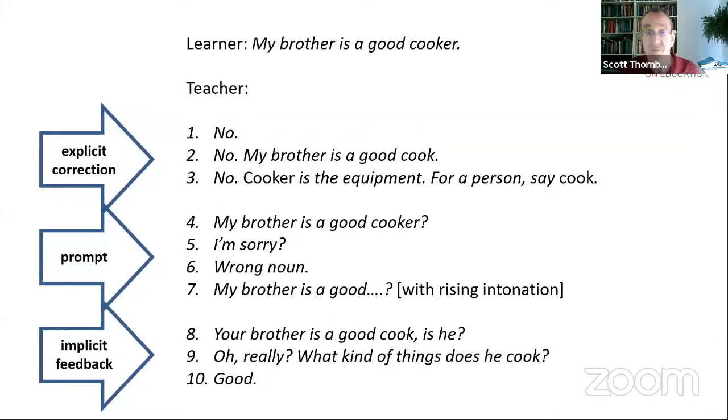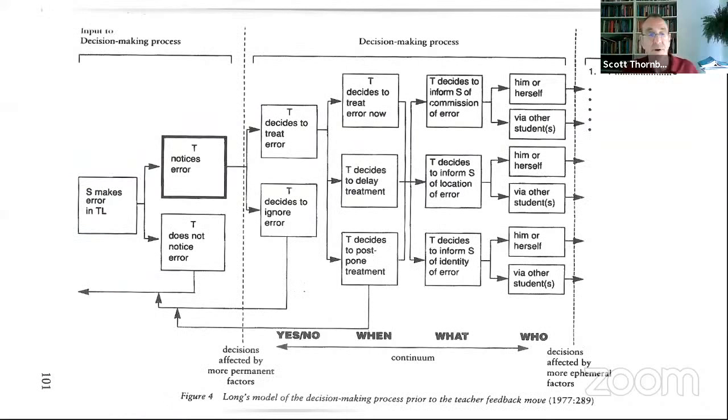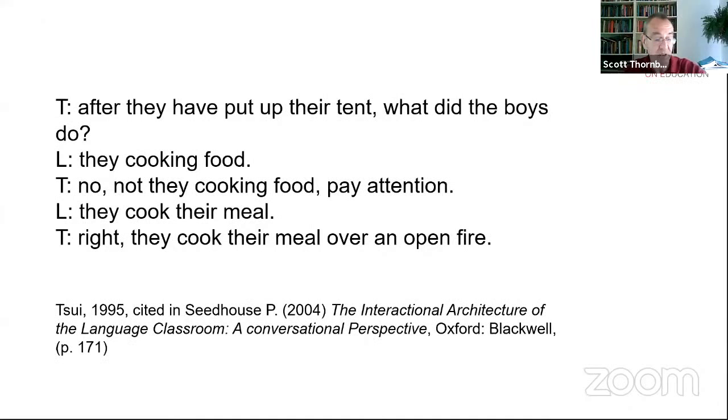There are many more possibilities than these, incidentally. People who research these things create these elaborate maps. You see all the different possibilities where the student makes an error and the teacher notices it or doesn't notice it, et cetera. Don't worry about that. But we know that there are lots and lots of ways of giving feedback. Let's look at a few in context. So these are transcripts of real interactions between teachers and learners in real classrooms.